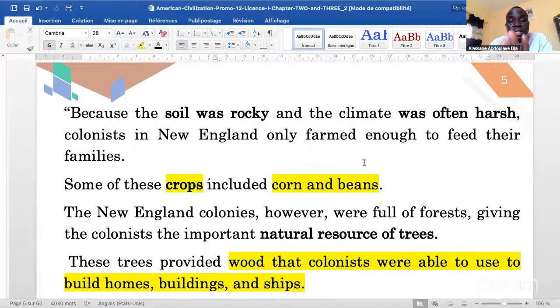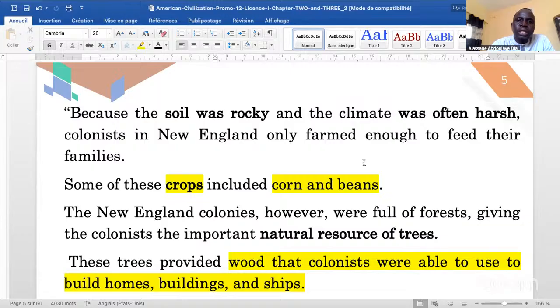So I can simply say the inhabitants of the colonies of New England only farmed enough to feed their families. What does this mean? The soil was not that interesting. The soil was very rocky. It means rocheux. Il y avait trop de pierres et de roches. All right? And the climate was not that good.